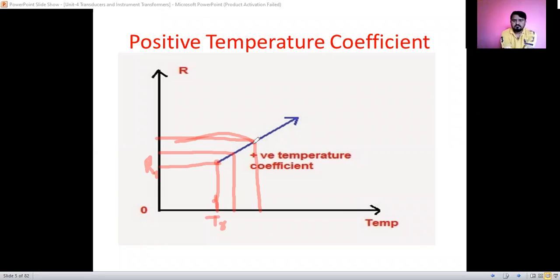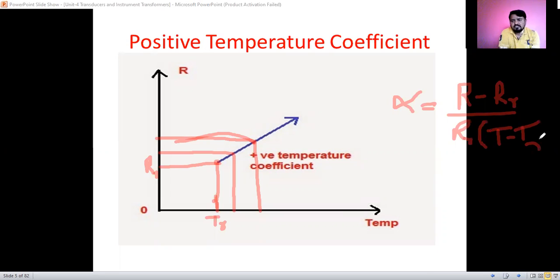So for increasing temperature, resistance is also increasing. That is called positive temperature coefficient. If the temperature is increasing, you substitute here. Alpha equals, what is the formula? R minus R reference divided by R reference into T minus T reference. Just now we have calculated this one only.